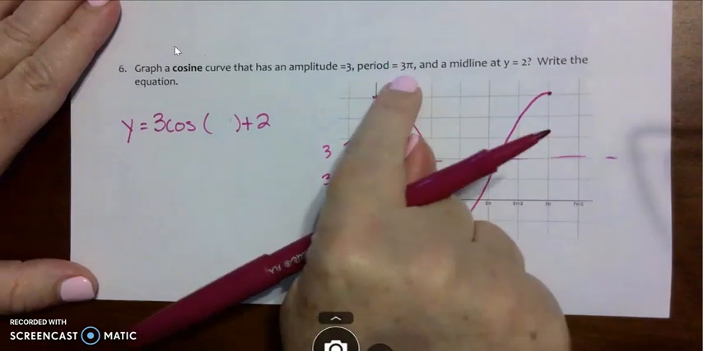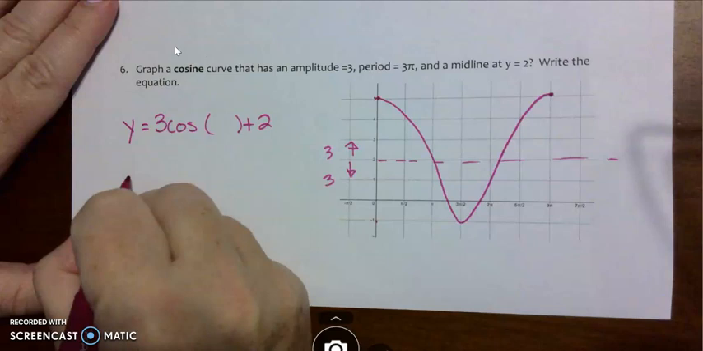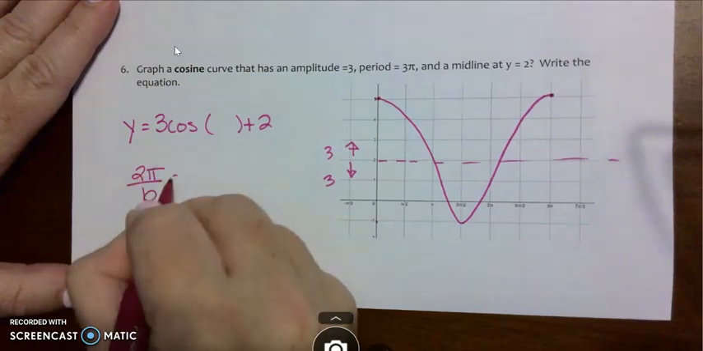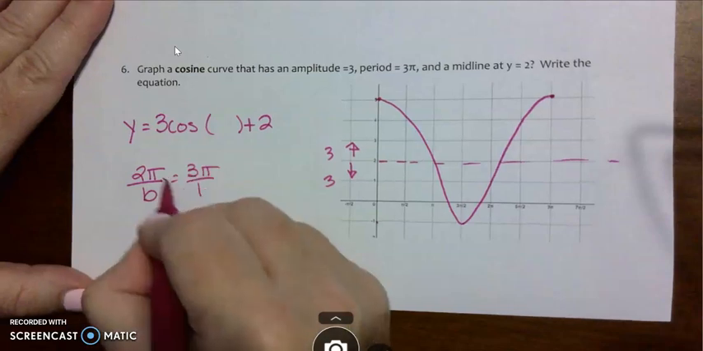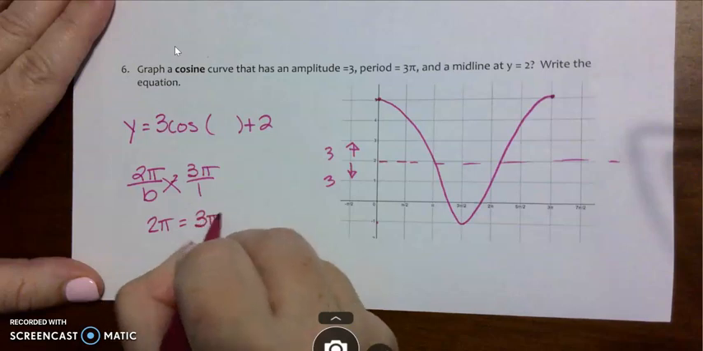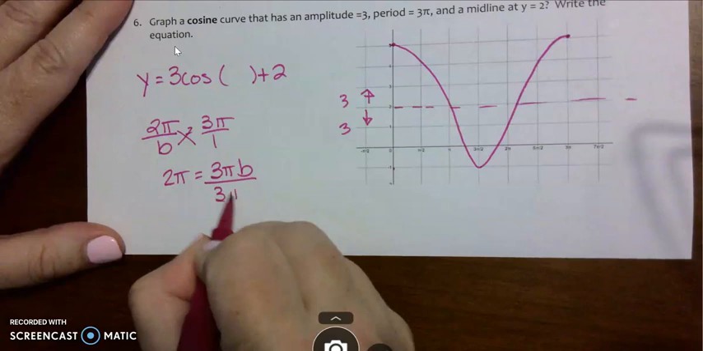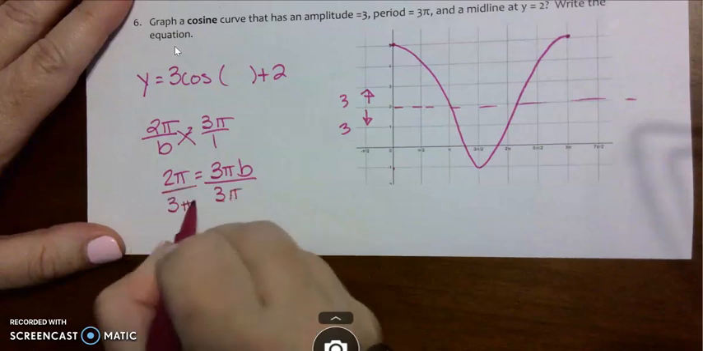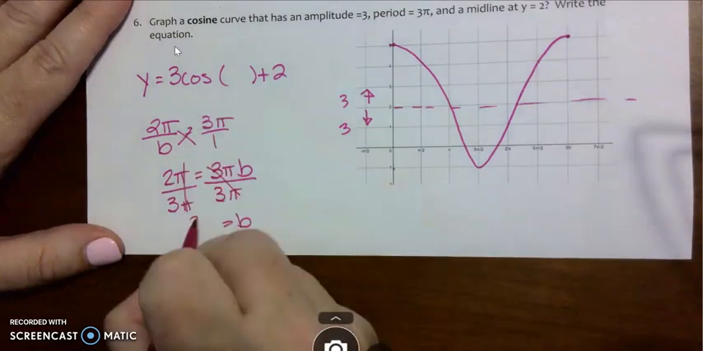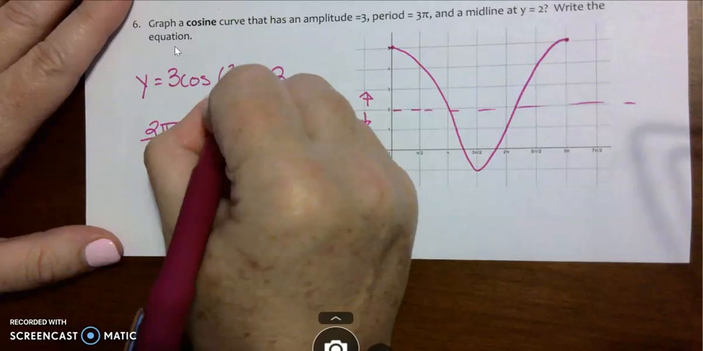Okay. Now remember, we do have period. Period does not go in there. But remember, period is equal to 2 pi over b equals 3 pi over 1. Cross multiply, so we get 2 pi equals 3 pi b. We're solving for b, so we're going to divide by 3 pi. B equals, the pi's cancel out, so we're just left over with 2 over 3. So in here goes 2 over 3 theta.